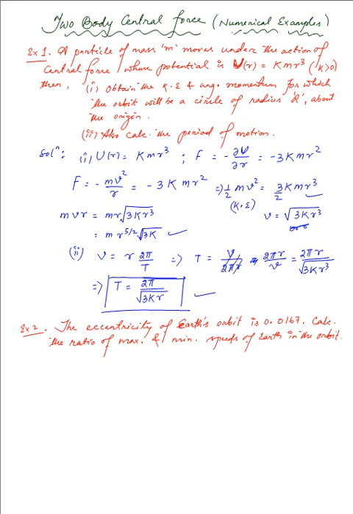0.167 is obviously 1 over 6, so 0.0167 is going to be 1 over 60. We'll come back to that. Now we are supposed to calculate the ratio of the maximum and minimum speeds of the Earth in the orbit.